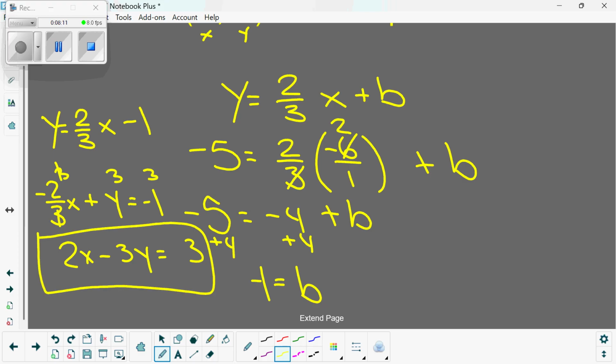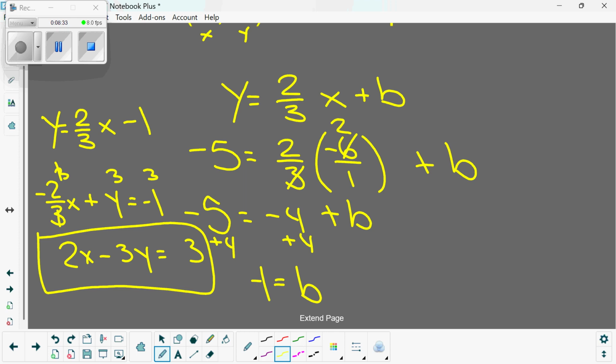Can I see a wiggle of fingers of people who got that right? Many of you, some of you. Yeah. Because we always want our x coefficient to be positive in standard form. Good question. Are you good? Yeah? Okay. So I'm going to have you put your pencils down.